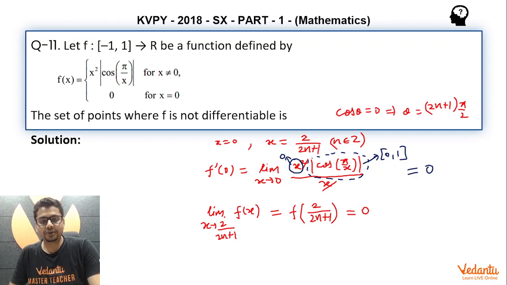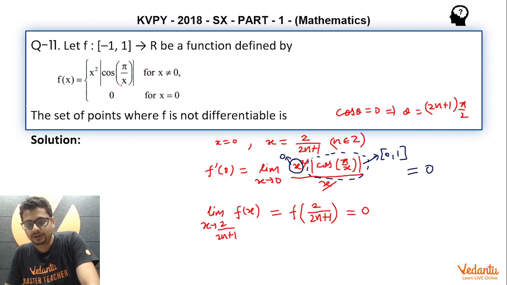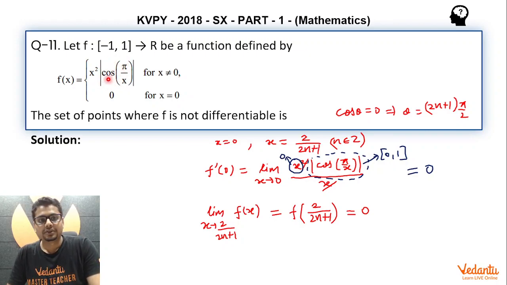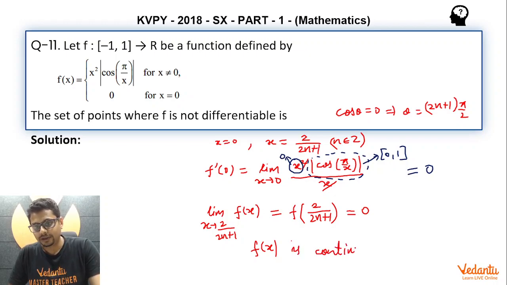And as far as the limit goes, as you apply the limit, this expression tends to 0, and this expression goes to something finite. So something finite multiplied by 0 is 0. So the limiting value is equal to the functional value. That essentially means f of x is for sure continuous at all these values of x, which is 2 by 2n plus 1, where n belongs to integer.